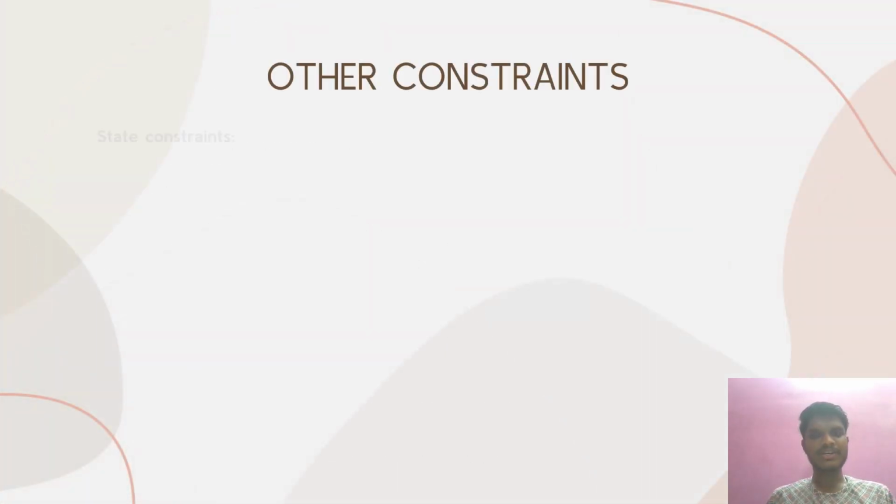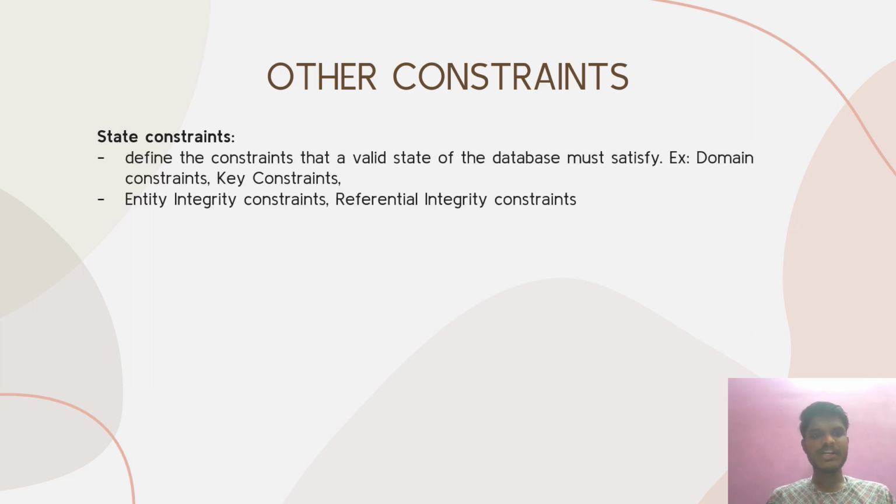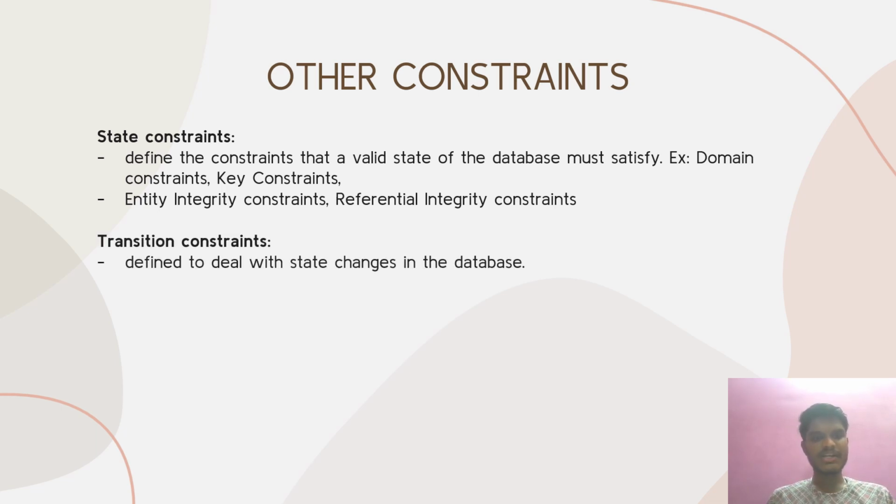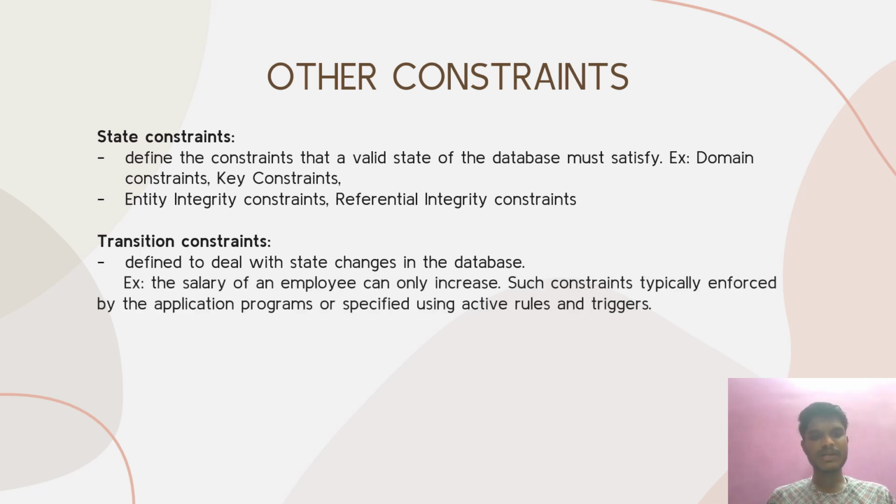Let's see some other constraints. State constraint. It defines the constraints that a valid state of a database must satisfy. Example, domain constraints and key constraints. Integrity constraints and referential integrity constraints also come under state constraints. Next, transition constraints. They are defined to deal with the state changes in the database. For example, the salary of an employee can only increase. Such constraints are typically enforced by application programs or specified using active rules and triggers.